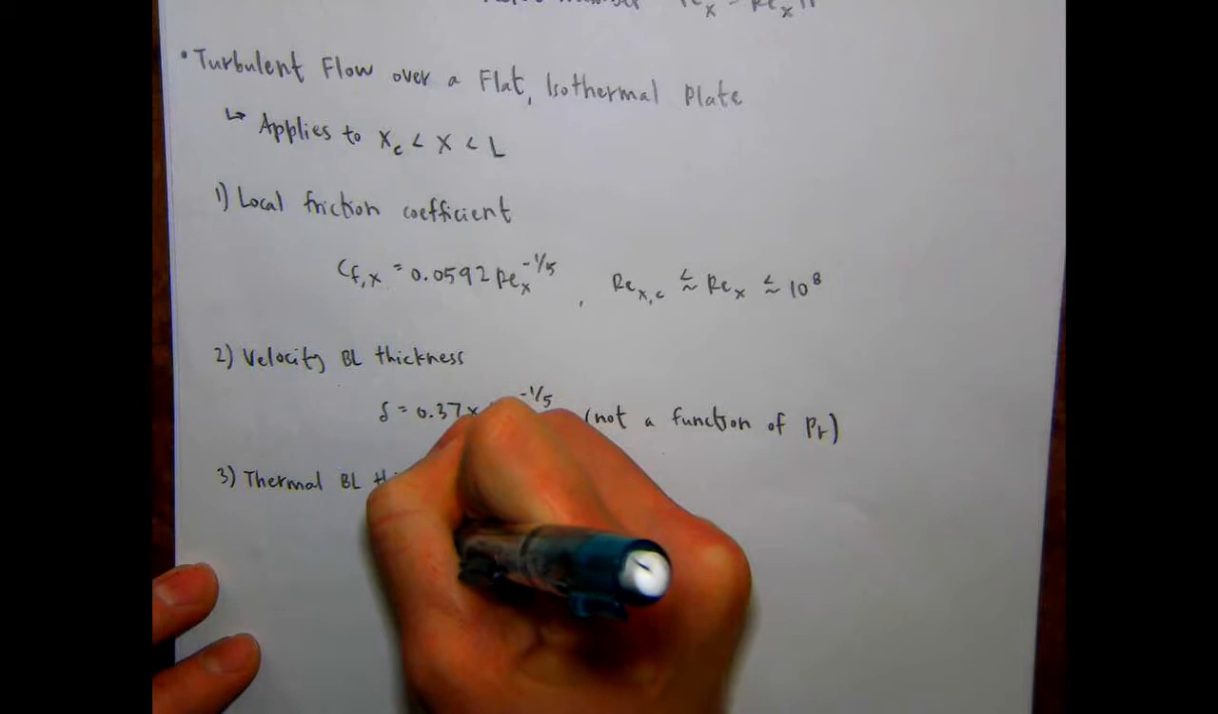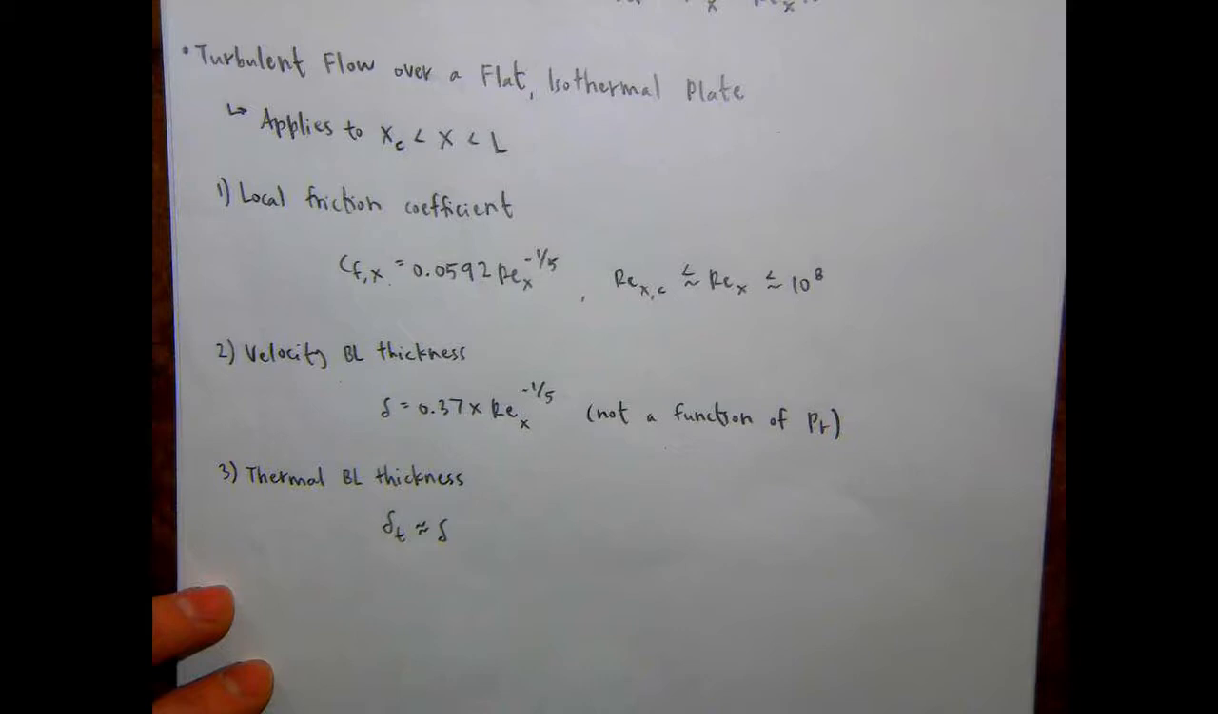In a turbulent flow, that's actually approximately equal to the velocity boundary layer thickness. Again, that's due to turbulent mixing governing the development of the boundary layer rather than diffusion.